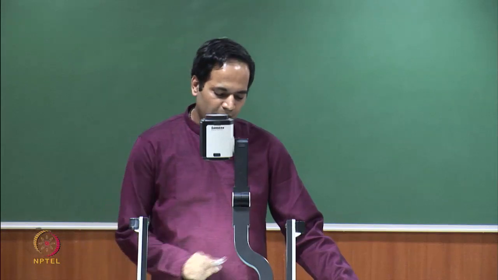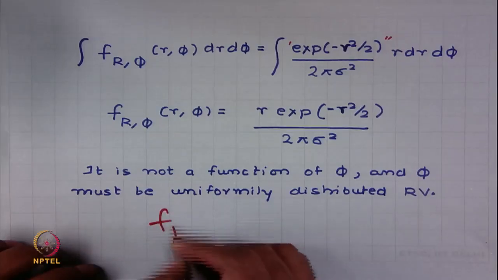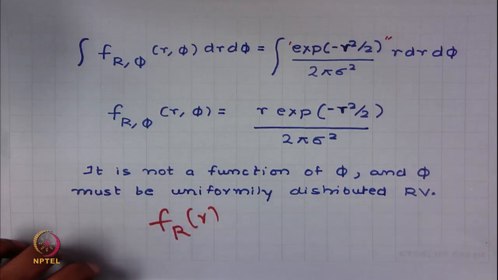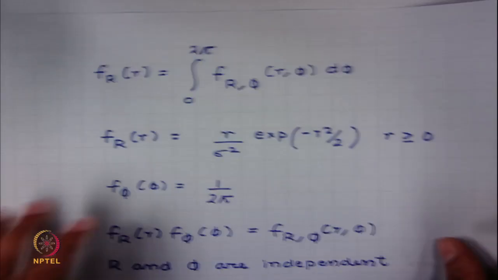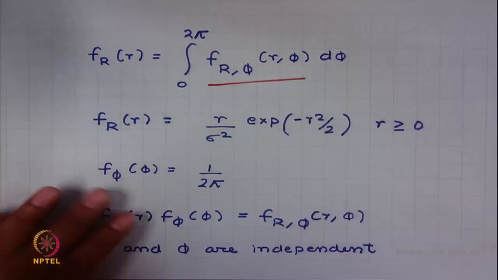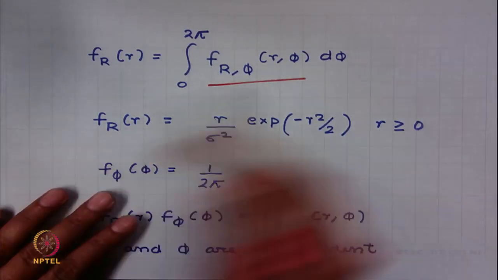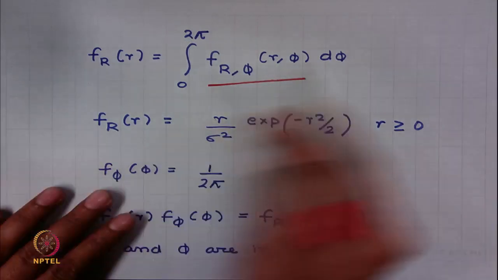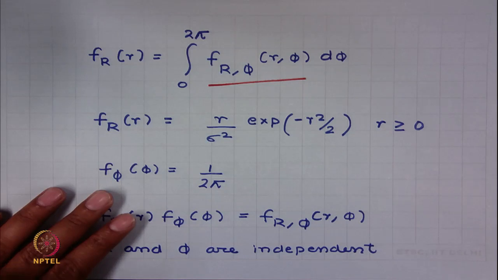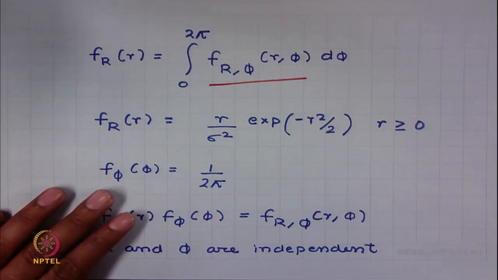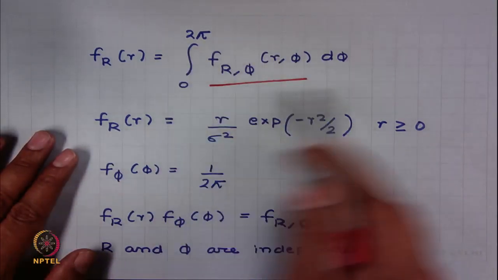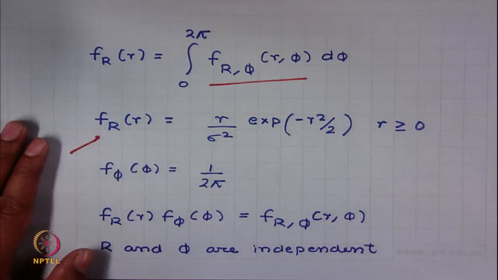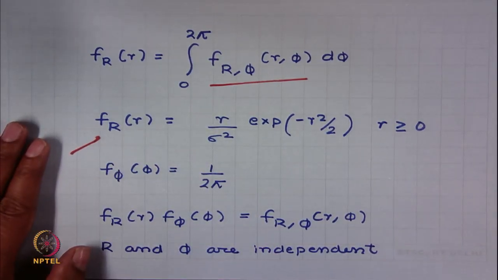And now the next job is to find out the marginal PDF of this random variable R. How do we go from joint PDF to marginal PDF? This is straightforward. You take the joint PDF and you integrate it with respect to one random variable. So, you integrate this with respect to d phi, and that will kill out this phi from this joint PDF, and you get the marginal PDF for R. Easy. So, integrating this will let you have the marginal PDF of random variable R, which is this function.